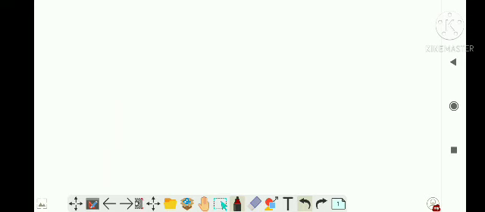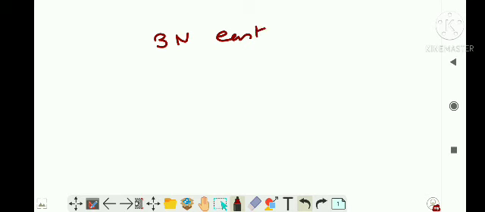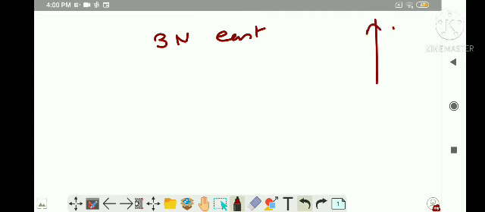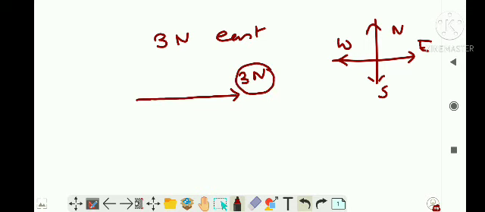Suppose someone asks you to write 3 Newton east. How to draw it? You will draw it like this. Which is the east direction? Remember, this is north, south, right? This is east and this is west, right? So 3 Newton is supposed to be written like this. Clear? Some of the books will write 3 Newton here, or you can write 3 Newton here, because the length of the arrow represents the magnitude.